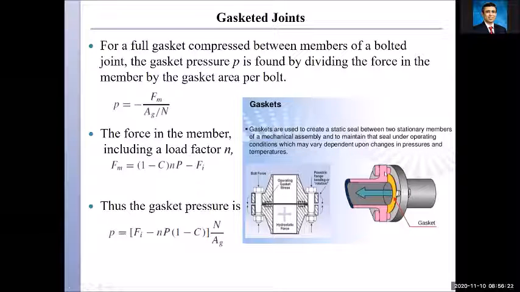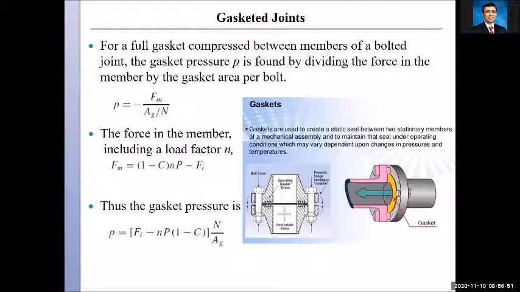In the previous example, we just had an O-ring, but it is also a common practice to have a full gasket compressed between members of a bolted joint. The gasket pressure P is found by dividing the force in the member by the gasket area per bolt. And this assumes that the pressure is uniform throughout the gasket.